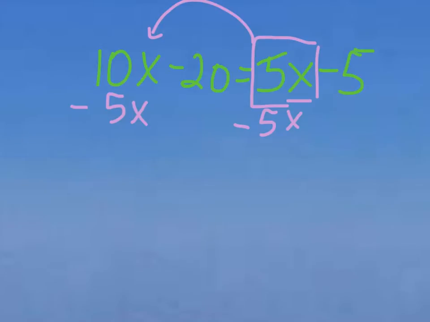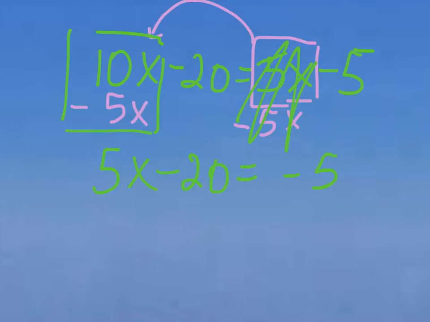Notice, by the way, that I'm writing the minus 5x below the 10x. It'd be silly to write it underneath the minus 20 because they're not like terms. All right, so 10x minus 5x gets me positive 5x. I've still got this minus 20. These cancel out, and we're left with negative 5.